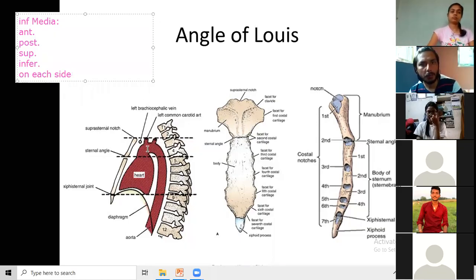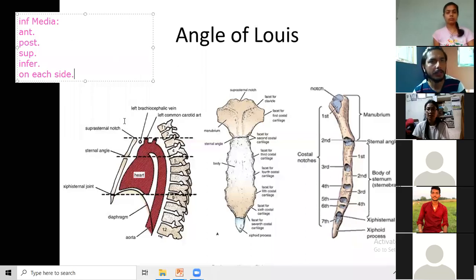In case of superior boundary, also on each side there is the mediastinal pleura. Okay, just add that. On each side there is the mediastinal pleura. For the inferior mediastinum also the same thing: mediastinal pleura and the mediastinal surface of lungs.